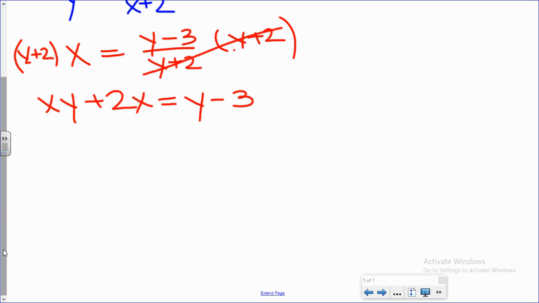How about this? If we have two different y's, should they be on the same side of the equal sign or opposite sides of the equal sign? Probably the same side, right? That would maybe make a little bit of sense. So what I'm going to do is keep xy over here, and I'm going to subtract this y over, and then I'm going to subtract the 2x over to the other side, so that on this side I have terms with a y, and on this side I have terms without a y.